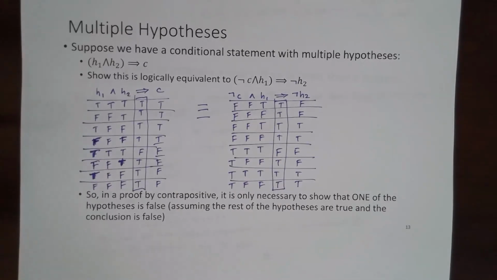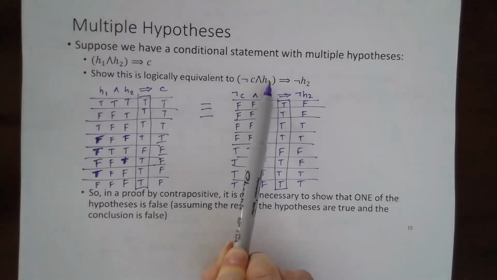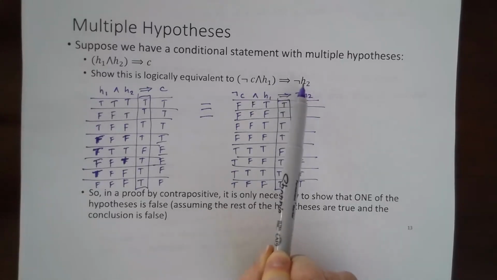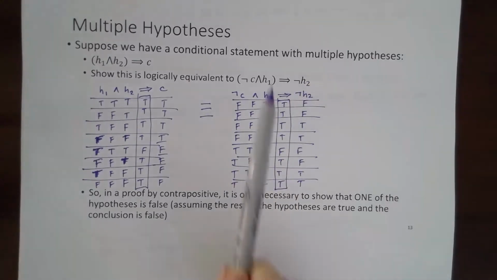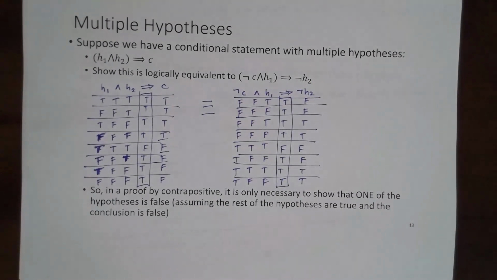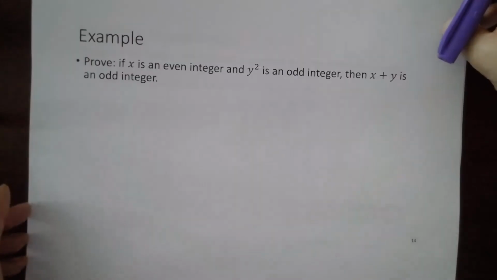Okay. And this carries over if we had like 4 hypotheses. We could then do not C, keep 3 of the hypotheses, and just have our conclusion be the negation of the other hypothesis that we didn't include over here. Okay. So that can come in handy when doing one of these proofs by contrapositive. So it's only necessary to show that one of the hypotheses is false, assuming that all the rest of the hypotheses are true and the conclusion is false. So let's look at this example.